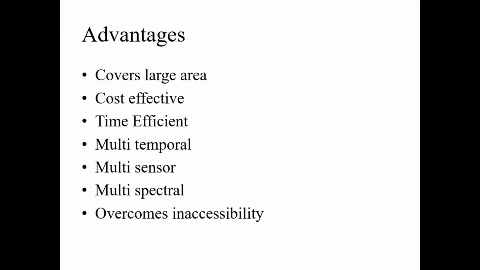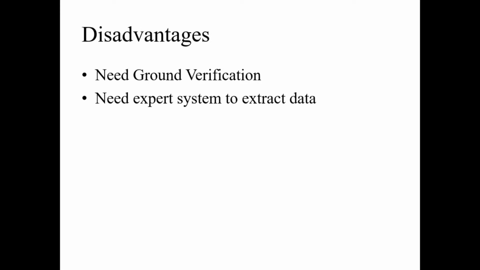What are the advantages of remote sensing? It covers a large area and it is time efficient. It provides multi-temporal data and also multispectral data. The main advantage is that it overcomes inaccessibility. Actually, there are some disadvantages too. It needs ground verification data and needs an expert system to extract the data.